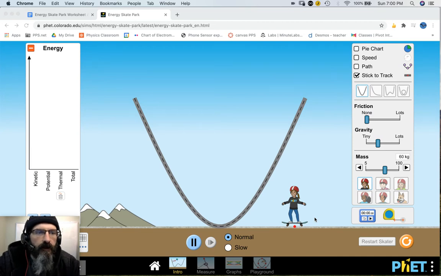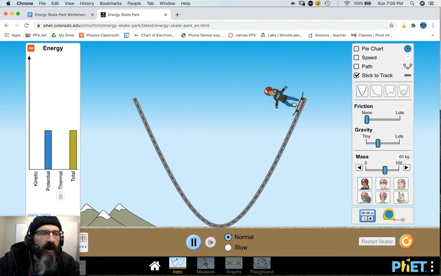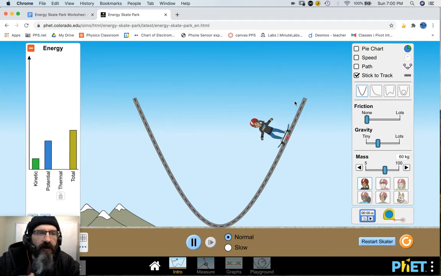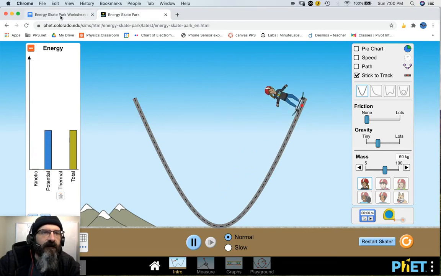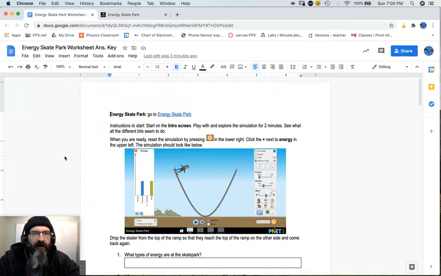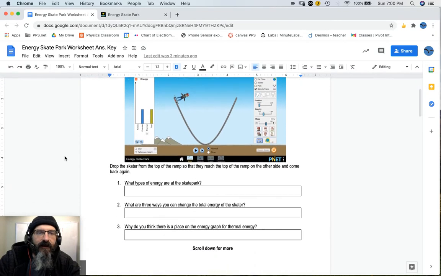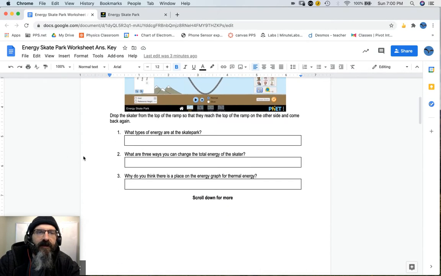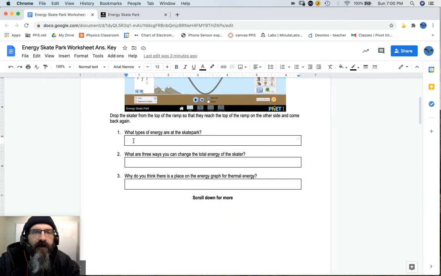Alrighty then, I'm going to try to make a video answer key to the Energy Skate Park worksheet. So we have our Energy Skate Park here, we have our skater, we have our bars open, we get our skater going, we watch him go back and forth. Let's hope this works. All right, I can switch back to my worksheet here, and it asks what type of energy are at the skate park.